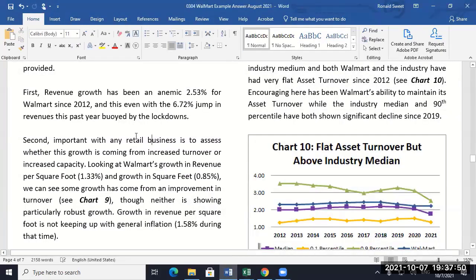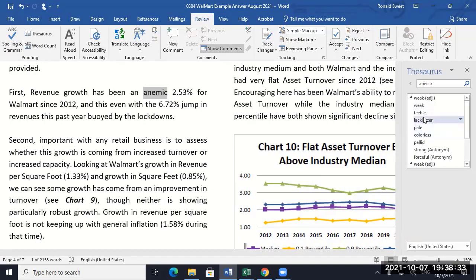All right, so the first thing we do, the easiest, is revenue growth. Are the revenues growing? Walmart's growth has been 2.53% since 2012, but we got this tremendous growth because of COVID, so even that 2.53% is somewhat inflated because of the big jump this last year. So all you have to do here is give the growth and pick an adjective. I don't want to see the word anemic, so you've got to come up with your own word. That's my word. Find another word. It's easy to find another word, isn't it?